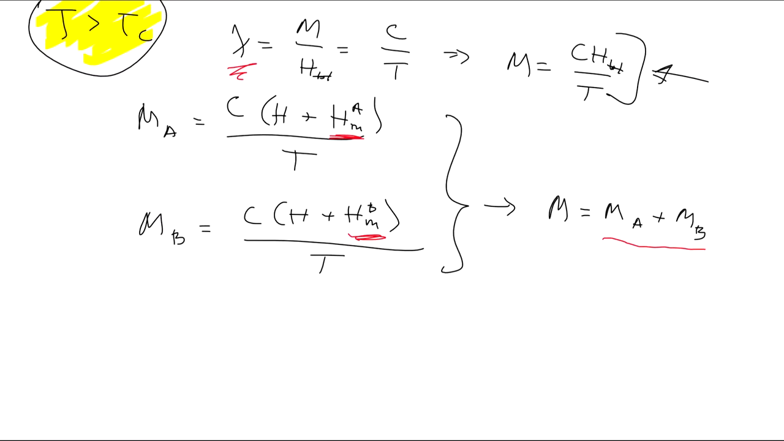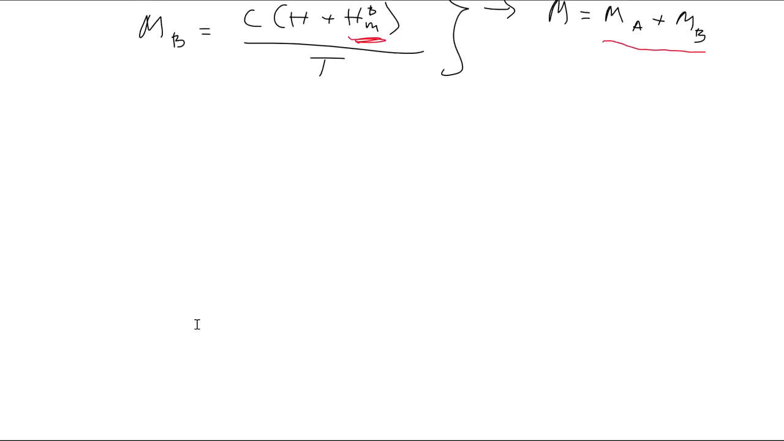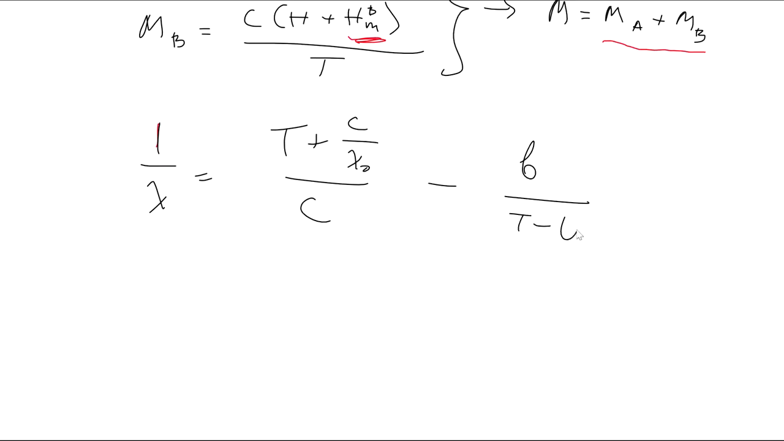So you will get your dependence of inverse susceptibility. Let me write it down here. That is, one over chi should be equal to T plus C over chi naught, divided by C minus B over T minus theta. Okay, so there are several things. The first term: inverse susceptibility is proportional to the temperature. The second term: inverse susceptibility is inversely proportional to the temperature.